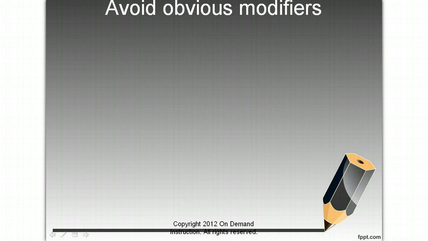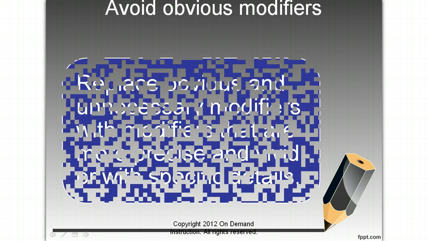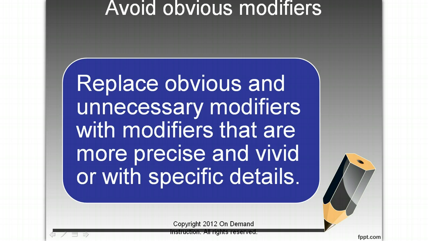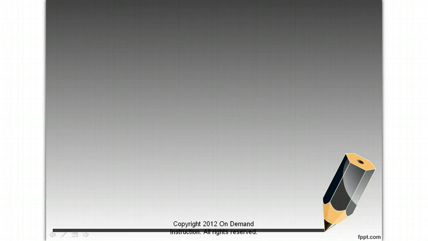An obvious modifier is an adjective that has been linked so often with a noun it has lost its meaning. Phrases such as unforgettable experience, blushing bride, and high mountain add little to your sentences.